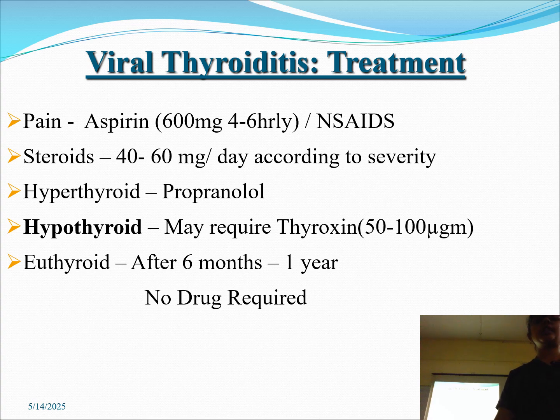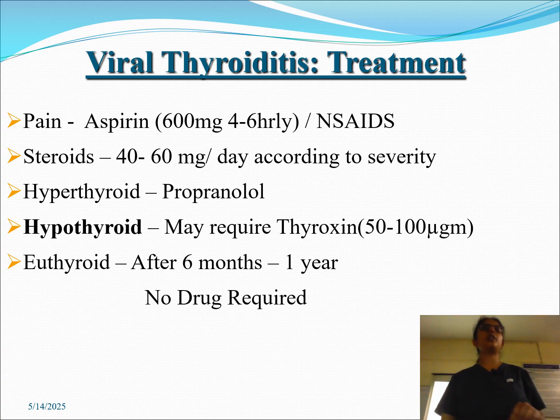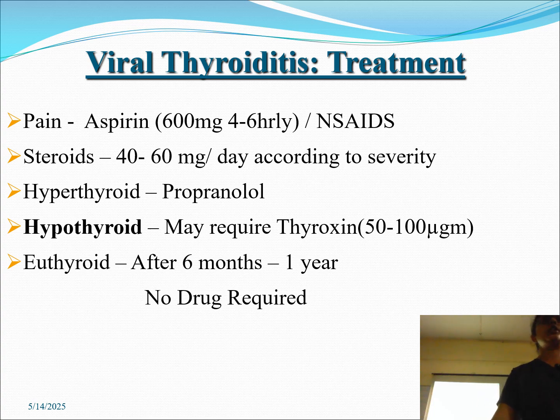In a few patients, some will remain hypothyroid for life. The treatment for viral thyroiditis could be aspirin or NSAIDs, and steroids should be given at 40 to 60 mg per day according to severity. For hyperthyroidism in the initial 2 to 3 months, you should give propranolol, which inhibits the conversion of T4 to T3. For hypothyroidism, you may require thyroxine at a dose of 50 to 100 microgram, and after 6 months to 1 year of euthyroidism, you can stop the drugs.